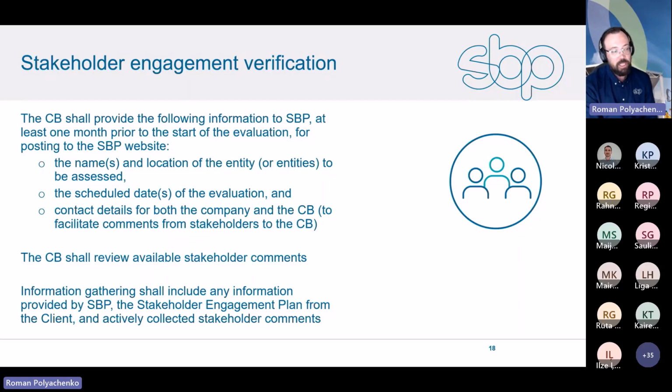And we are probably moving towards some kind of stakeholder engagement platform run by SBP, where it will be done in a much more efficient and modern way than just sending those emails, which often end up in the spam box and are never responded to. The certification body also needs, of course, to check the stakeholder engagement plan by the certificate holder and evaluate it prior to the audit.